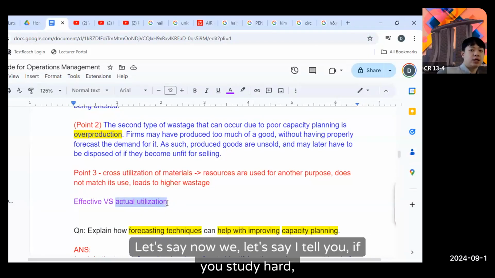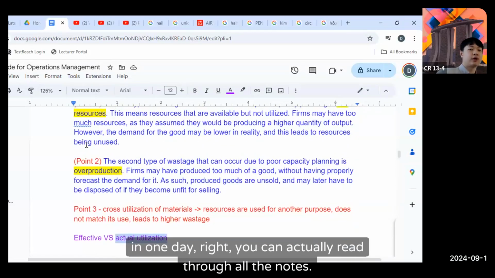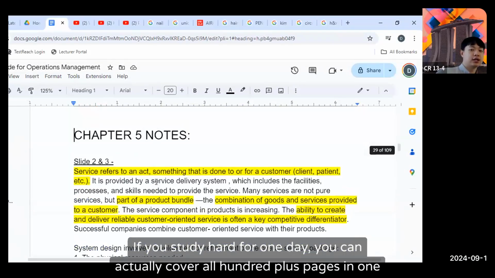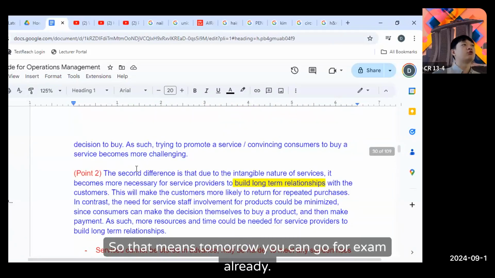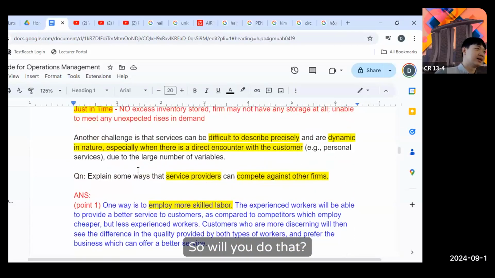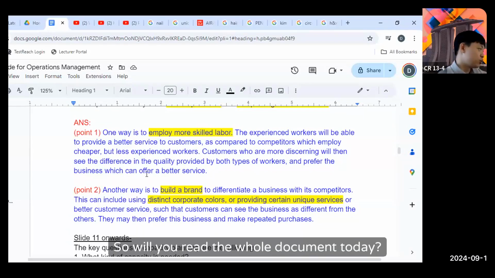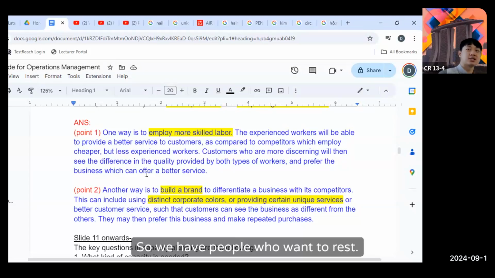Let's say I tell you, if you study hard in 1 day, you can actually read through all the notes. How many pages? 109. If you study hard for 1 day, you can actually cover all 100 plus pages in 1 day. So that means tomorrow you can go for the exam already, right? Will you do that? No, tomorrow is not the exam. Your exam is next month. So there's no pressure there. So will you read the whole document today? No.